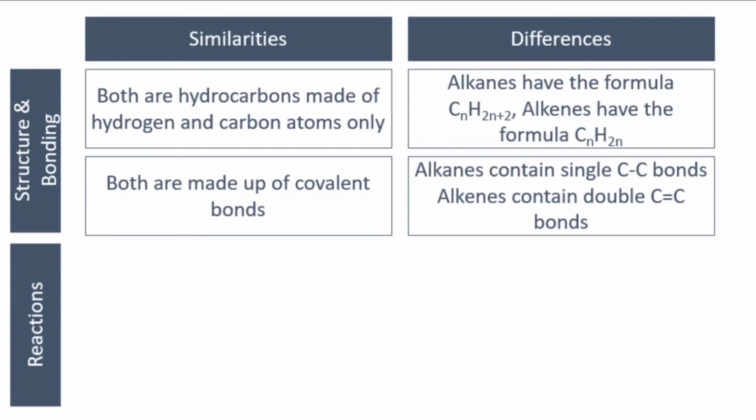You could talk about their general formulas. Alkanes obviously have the formula CnH2n+2, alkenes have the formula CnH2n. So yeah, that key point about being saturated or unsaturated. Fantastic. So what about the reactions?